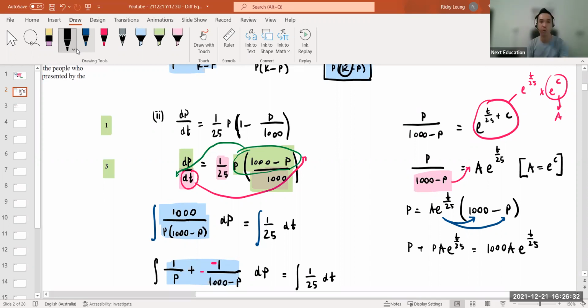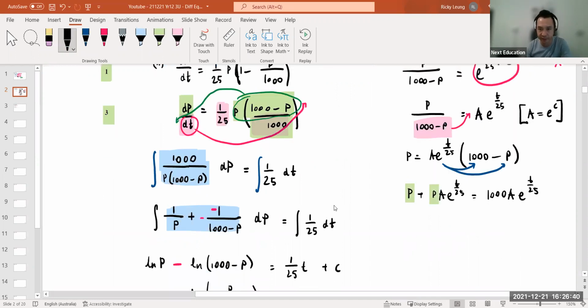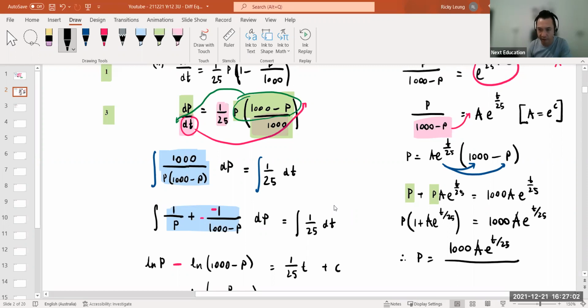Great. Now, I need to make P the subject, so I'm going to factorize a P out. All right. Let's see. Almost there. So P times 1 plus A e to the t on 25 equals 1,000 A e to the t on 25. Almost there, guys. And then divide this bracket over. So therefore, now you can leave your answer like this. It's perfectly fine, perfectly fine. However, some teachers don't like it because it's not simplified or it doesn't look very neat. And that's perfectly fine as the right answer.